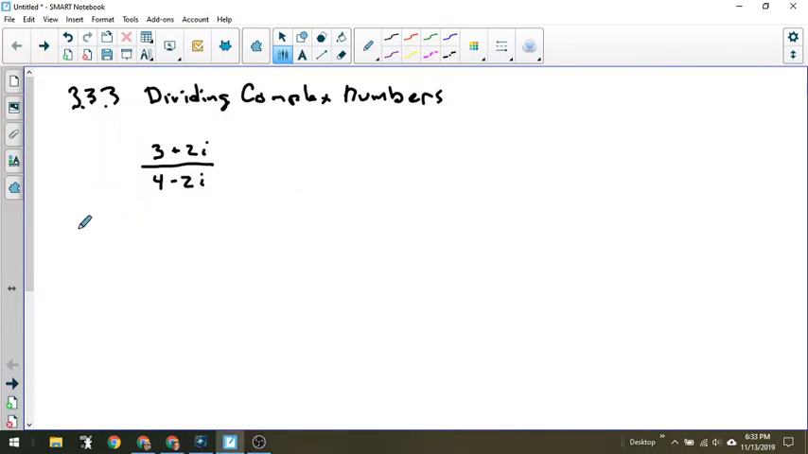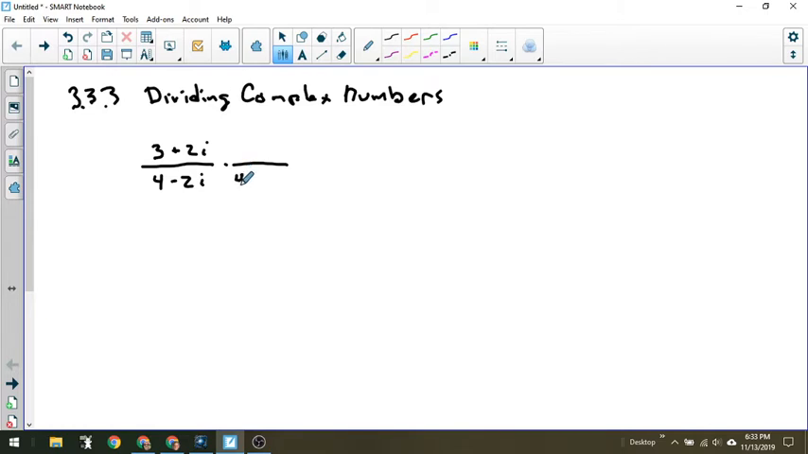Finally, dividing complex numbers. I've got two complex numbers here: 3 plus 2i divided by 4 minus 2i. The way I do this you might not have seen before. It might seem kind of strange, but I'm going to multiply by the conjugate of the bottom one over the conjugate of the bottom one.